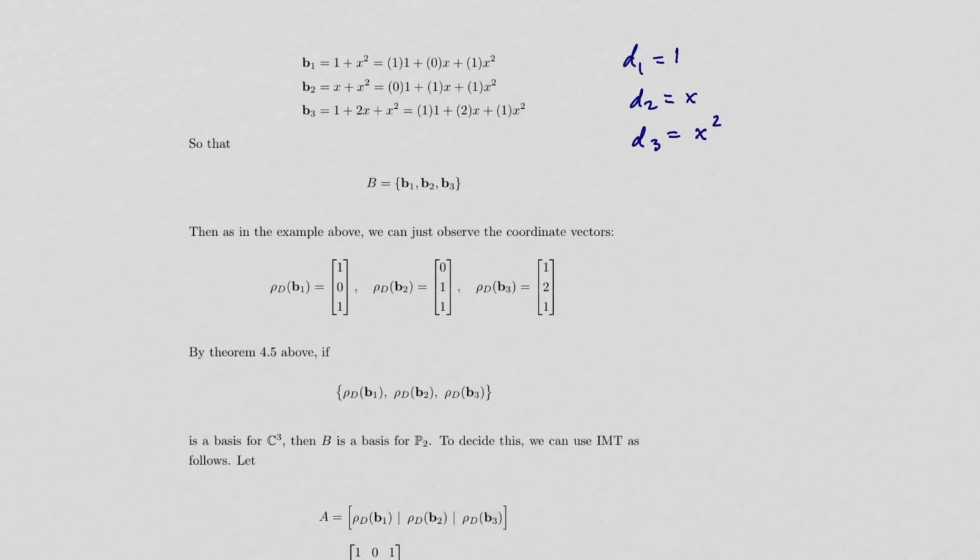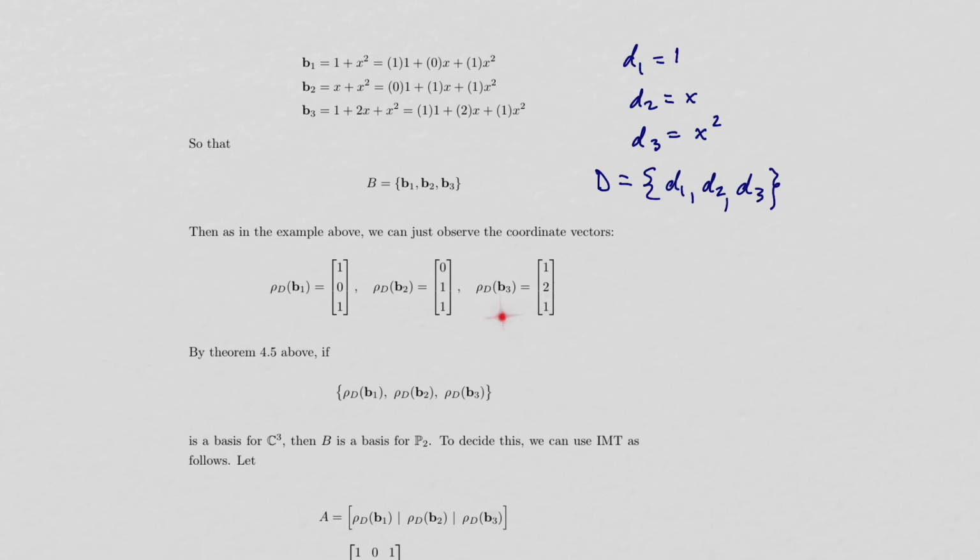And by observation, I can write down the coordinate vectors. So the coordinate vector of 1 plus x squared relative to this basis d here is 1, 0, 1. I just read the entries in the coordinate vector off of the linear combination. The coordinate vector for b2 is 0, 1, 1. The coordinate vector for b3 is 1, 2, 1.